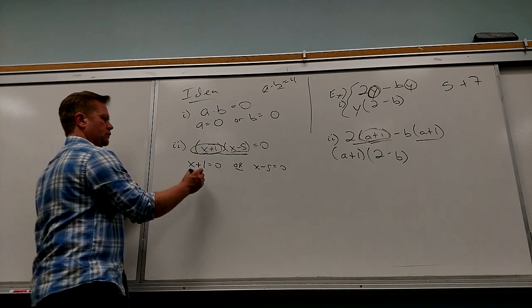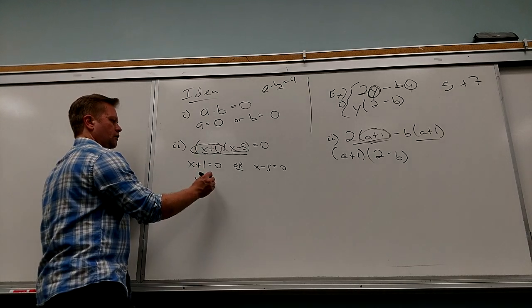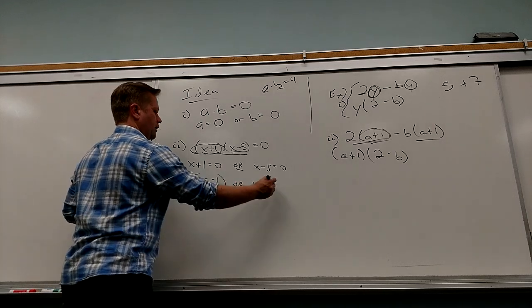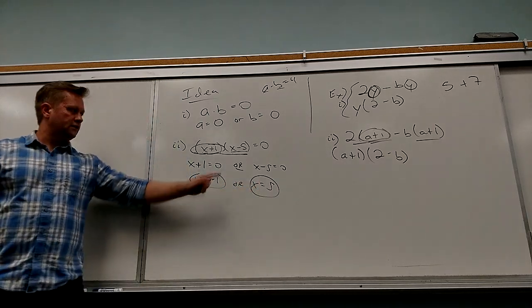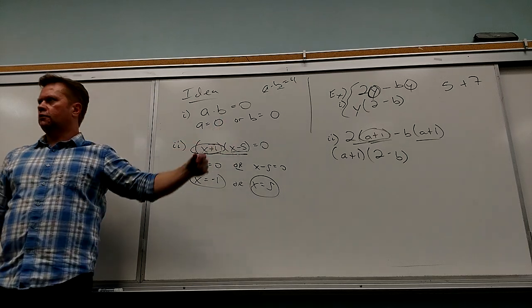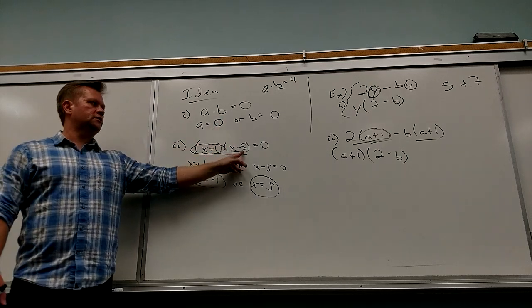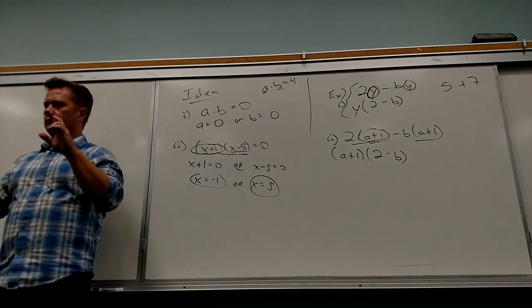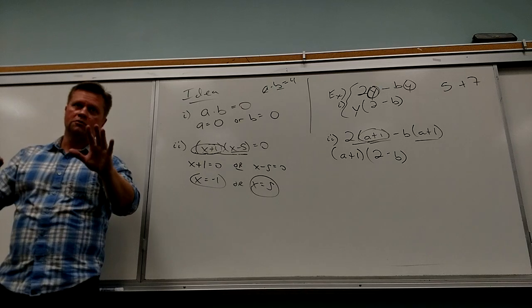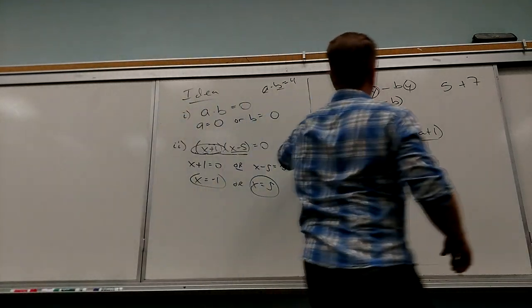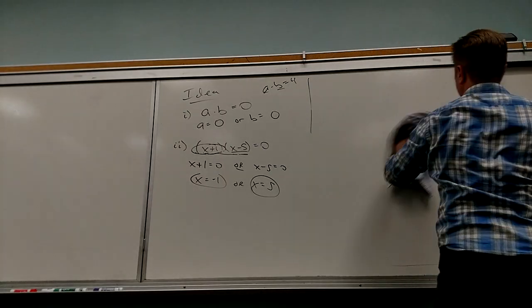So what are the two answers? Negative 1. 5. I love it. Obviously, if x is 5, this is 6 times 0, which is 0. And if x is negative 1, this is 0 times negative 6, which is 0. So, here's where this creeps in.